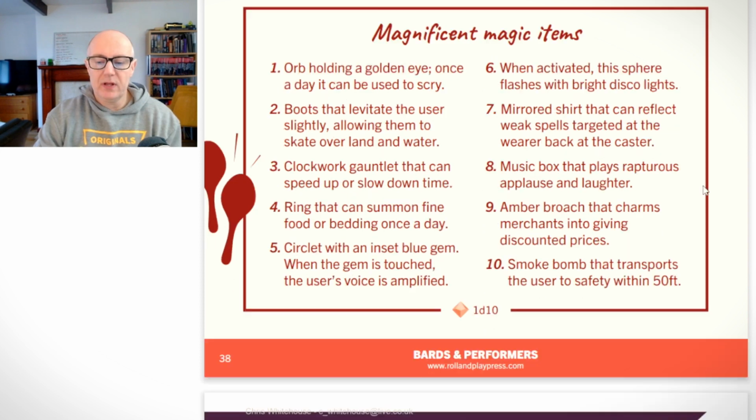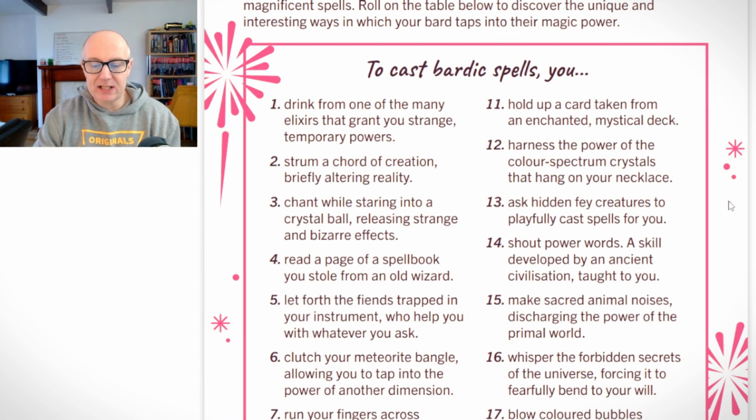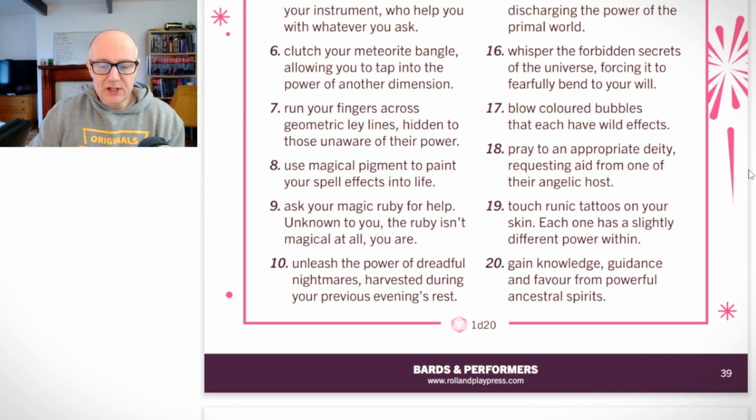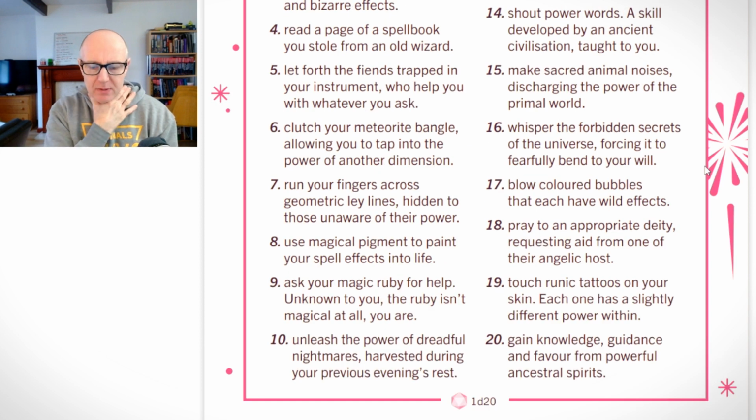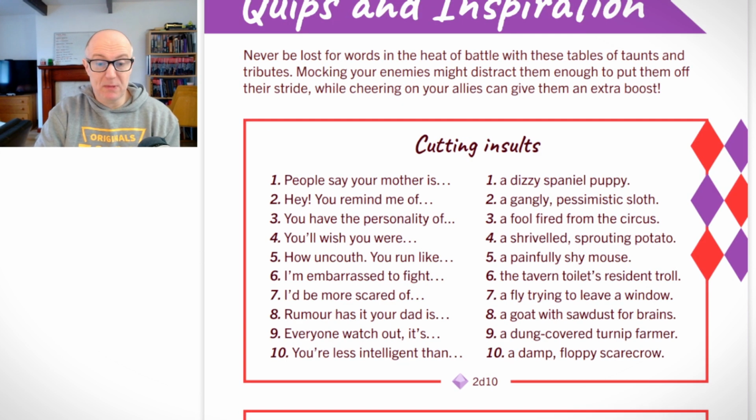Love it. That's great. To cast bardic spells, I unleash the power of dreadful nightmares harvested during your previous evening's rest. I mean, it's unique. Cast spells in the form of nightmarish visions. So playing my violin perhaps lets out the energy I've got from the nightmarish visions the night before, and I can tweak my spells to look like people's worst fears, or just my own.